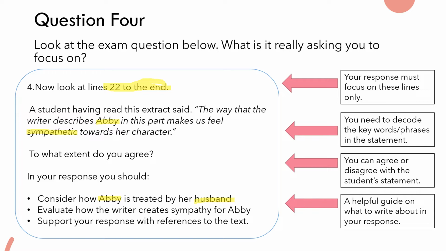The second one, evaluate, again a very critical word here, very important for this question. It shows that you need to really break it down, you really need to think about the most important things about the response and why or if it makes us feel sympathetic towards the character. So evaluate how the writer creates sympathy for Abby. Again, it's using this keyword that we saw in the question as well.